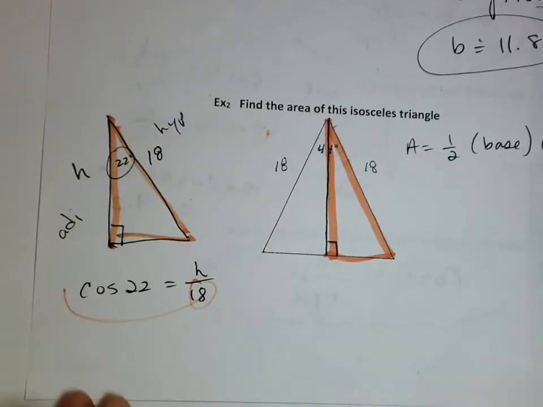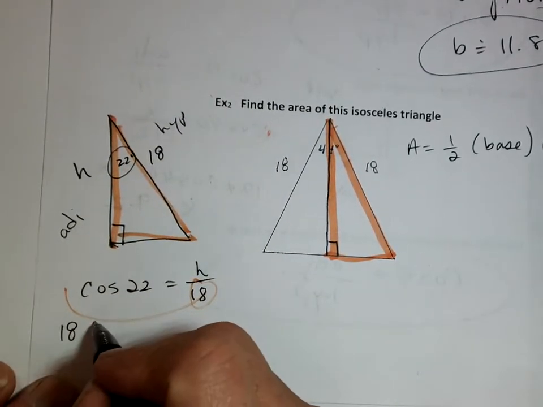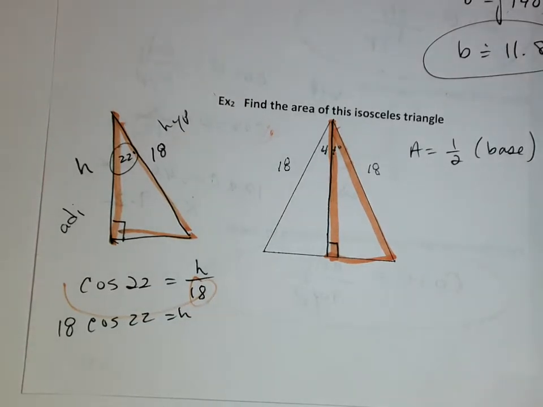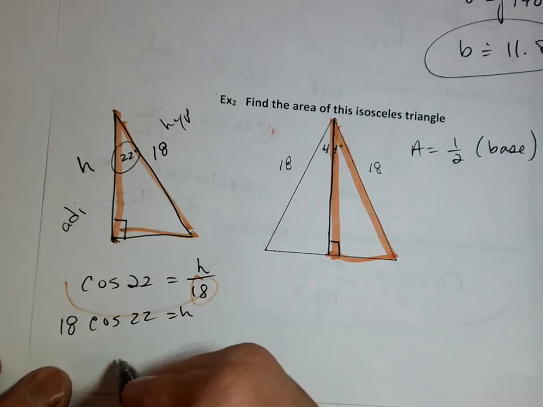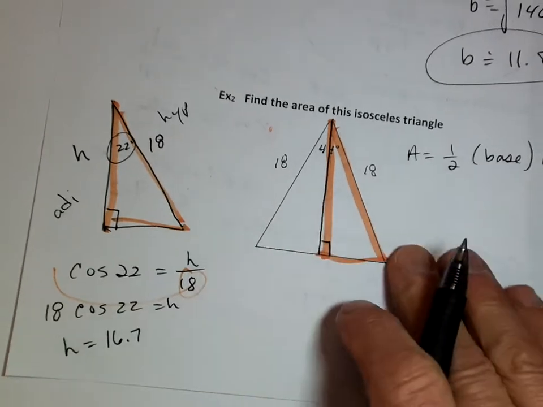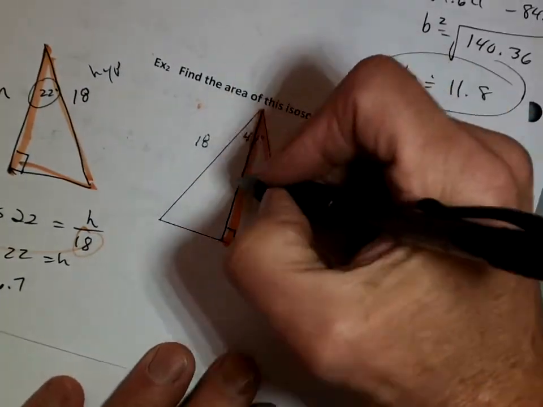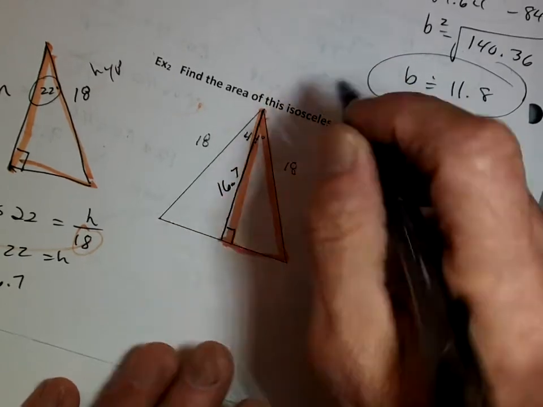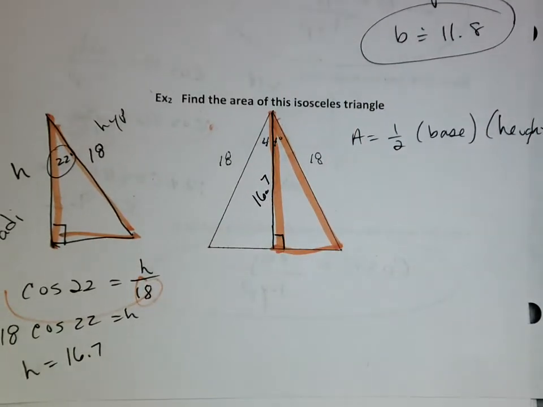18 times the cosine of 22 equals h. Okay, 18 cosine of 22, and I get an answer of about 16.7. We only skipped a couple of things. So I know the height. Let me go back to this triangle, and I've got it to be about 16.7. Again, to find the area of this triangle, I need the height and the base.